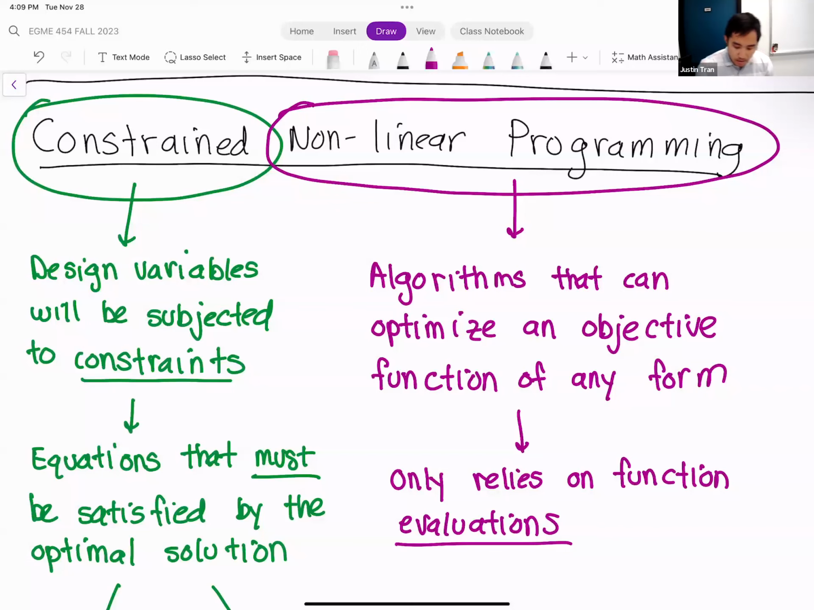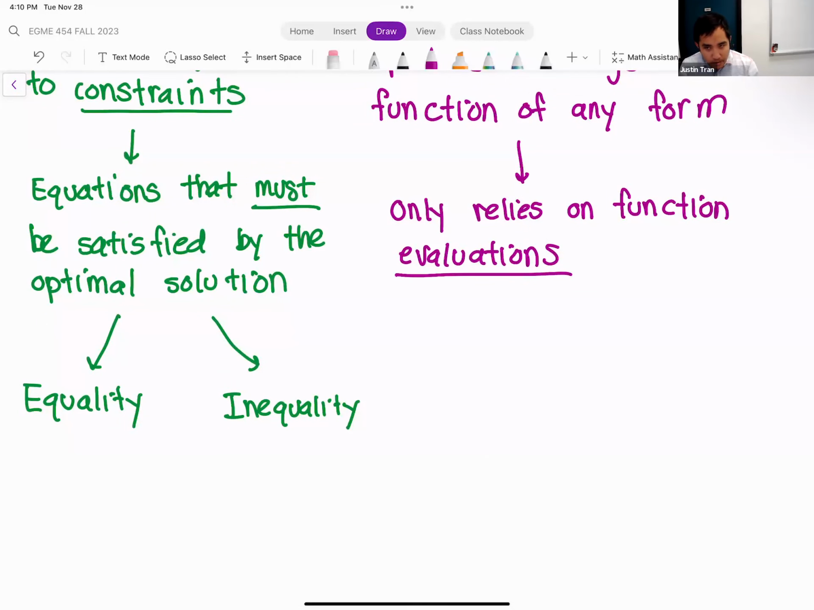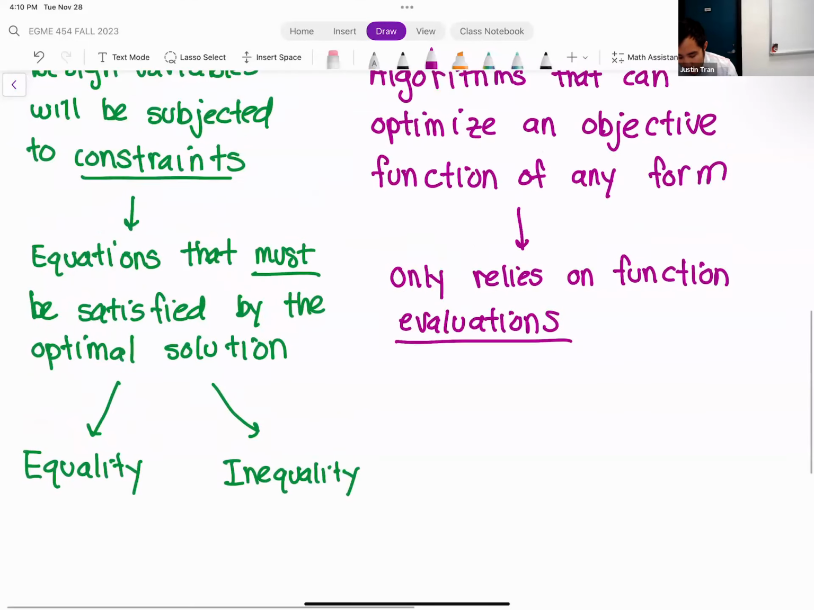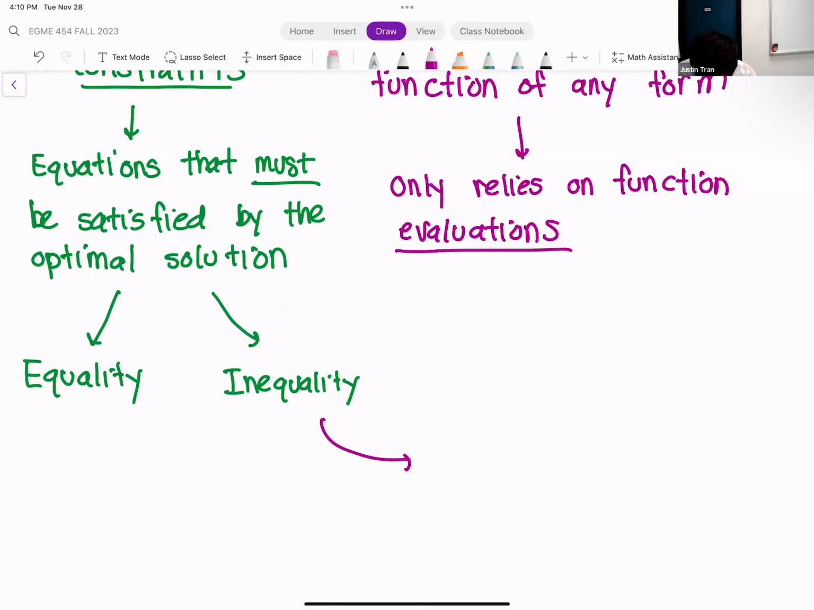The last thing that we're going to talk about in this class is a combination of these two ideas. We want to look at algorithms that, again, only rely on function evaluations, but we want to do it in a way that also respects our constraints. If you combine these together, we get constrained NLP.